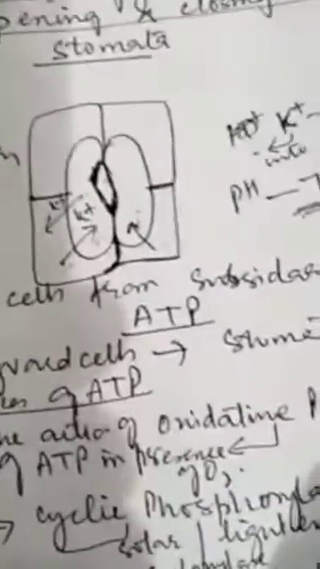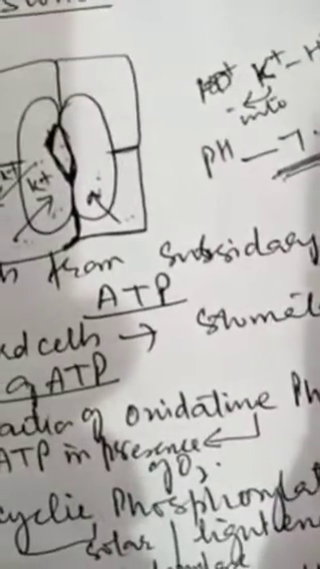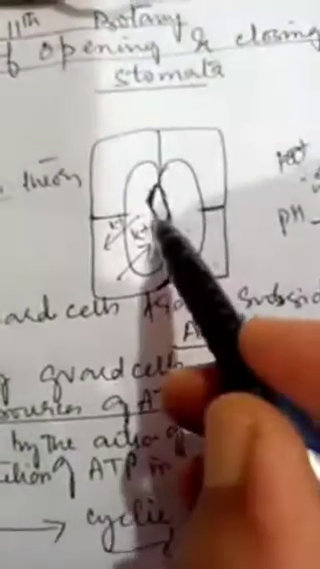Now, as per rule, water flows from low osmotic pressure to high osmotic pressure, so water will move from subsidiary cells into the guard cells, and the guard cells will become turgid. The turgor pressure will increase there, and this stomata will open. Now this stomata opens.